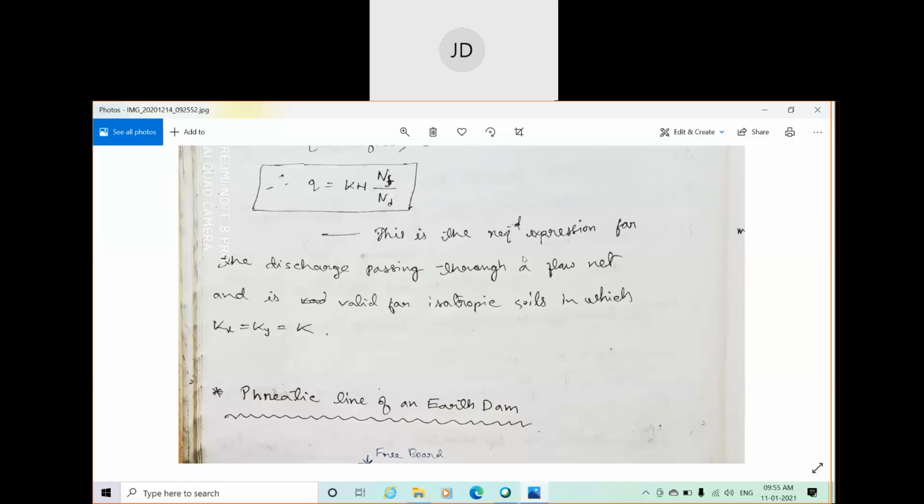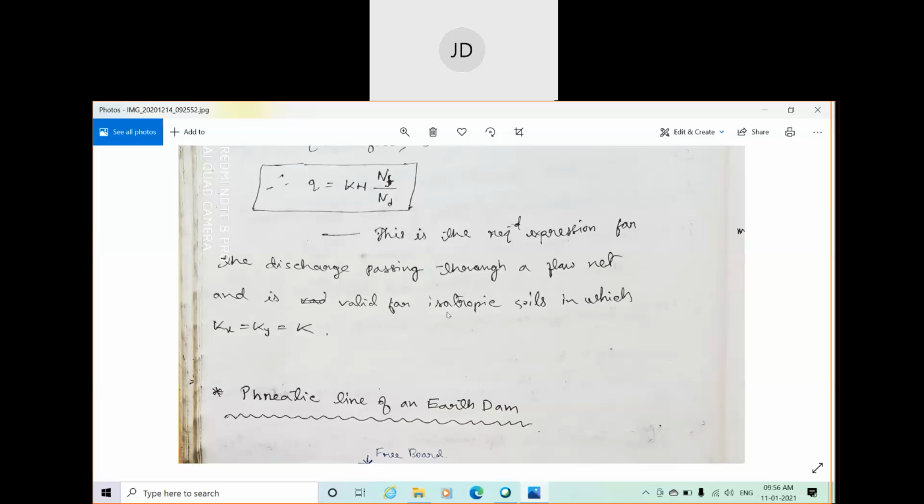Now there is a special case. Whenever you are using this particular equation Q is equal to KH NF by ND, you are indirectly assuming that the soil is isotropic. Now, what does isotropic mean? Isotropic means the dam material has equal or similar elastic property in all mutually perpendicular directions. That's why Kx, the coefficient of permeability in x direction, is equal to Ky, the coefficient of permeability in y direction, when you consider isotropic soil.